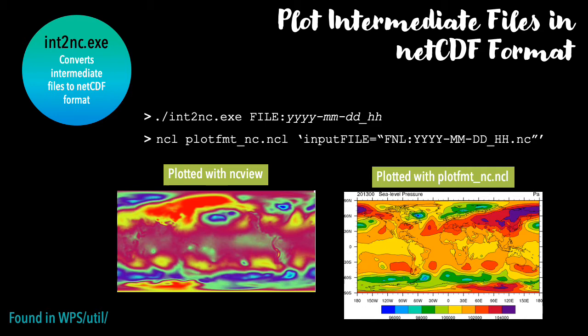For a better resolution plot of intermediate files, you can use the int to NC executable, which converts the intermediate file to netcdf format, and then use the NCL program plot format in C to plot it. Again, this will loop through and plot all of the data found in the intermediate file, and this could take a bit of time as well.